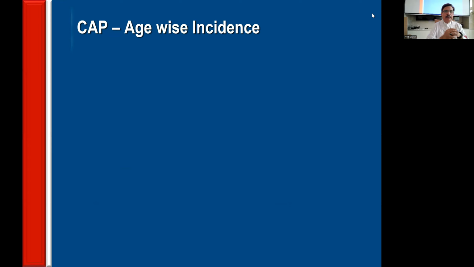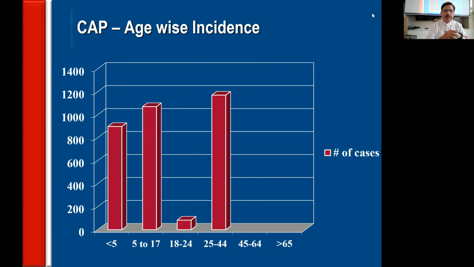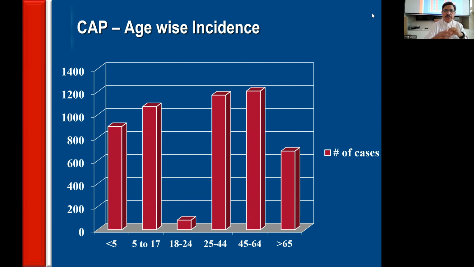Then, age-wise, what is the type of CAP? We have seen pathogen-wise, we have seen the severity-wise. Now we are seeing age-wise distribution. Less than 5 years, around 800, 900 cases. And then 15 to 17, still little higher. 18 to 24, least affected. And then 45 to 64, more than 65, number of cases that occur age-wise. So this is also important, age distribution.